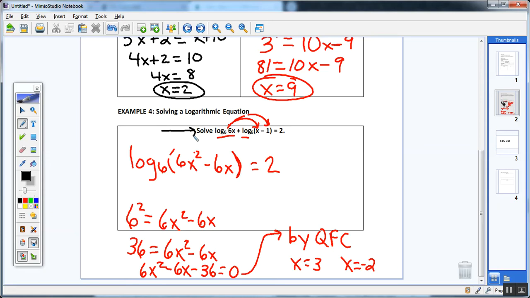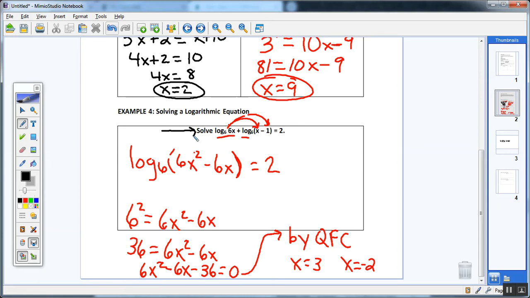Now let me show you what's going to be very bad, all right? If I plug negative 2 in up here, this becomes a log of what, kids? Be the log of negative 12, right? Punch in log negative 12 in your calculator. Says what? Are you getting an error?